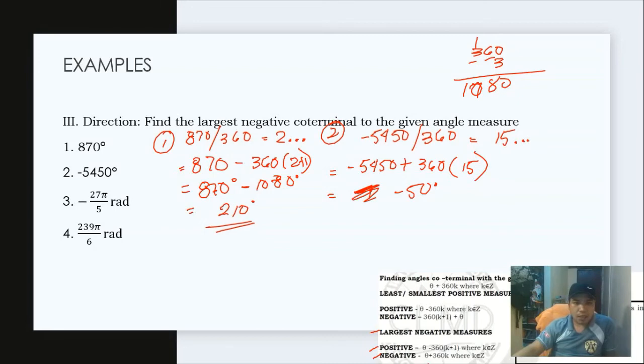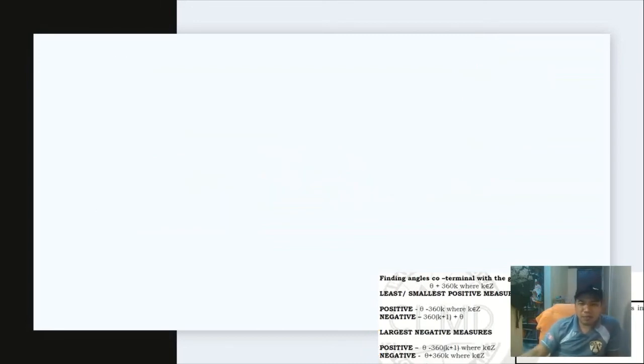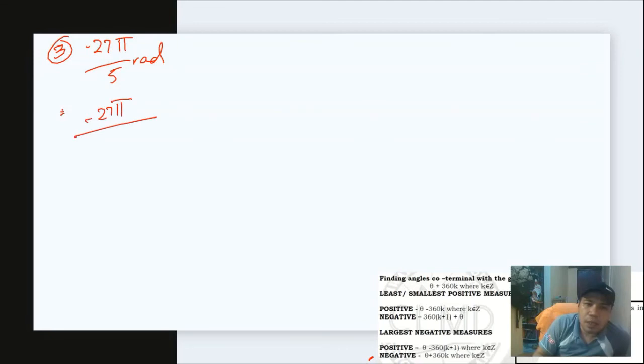Number 3. Negative 27 pi over 5. Number 3 is negative 27 pi over 5. So, check ang value ng k. This is negative number. Value ng k is 27 pi over 5 divided by 2 pi. So, this is 10. Kaya, dalawa. 2.7 something. So, yun ang k.